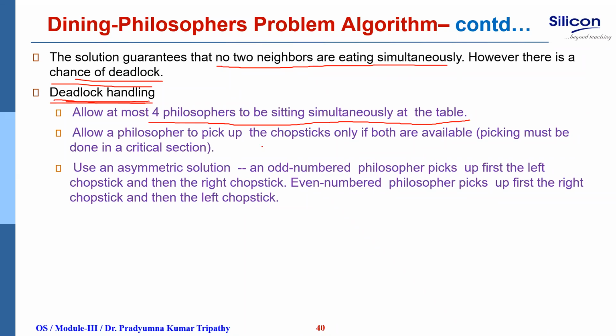Use an asymmetric solution. An odd number philosopher picks up first the left chopstick and then the right chopstick. An even number philosopher picks up first the right chopstick and then the left. So first even number, then odd number, in that way also we can give. This is to avoid the deadlock, because we have seen there is a case in which the deadlock will occur, and to avoid the deadlock, we can do it this way. Correct?